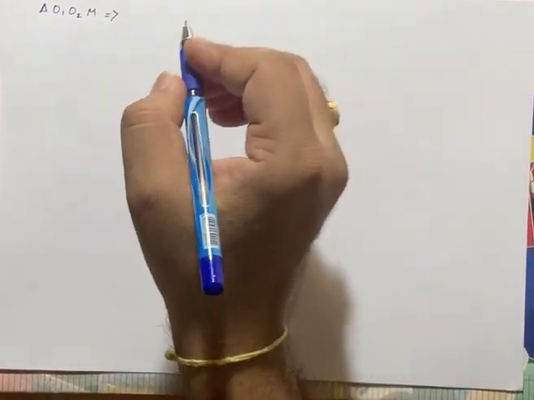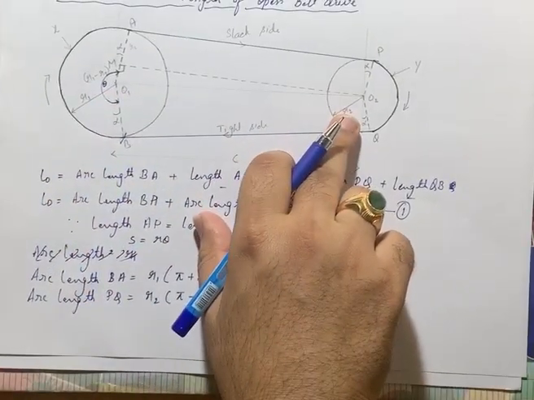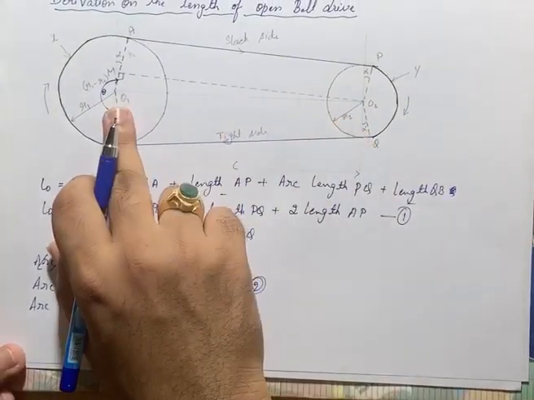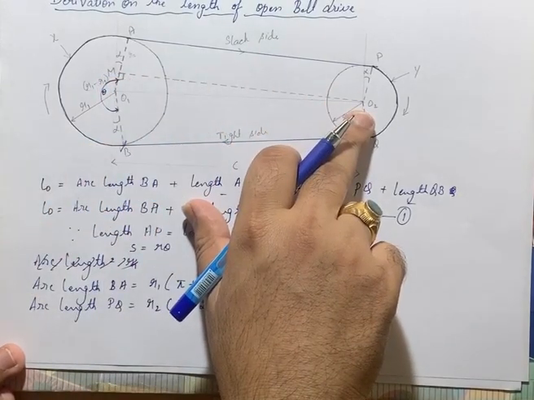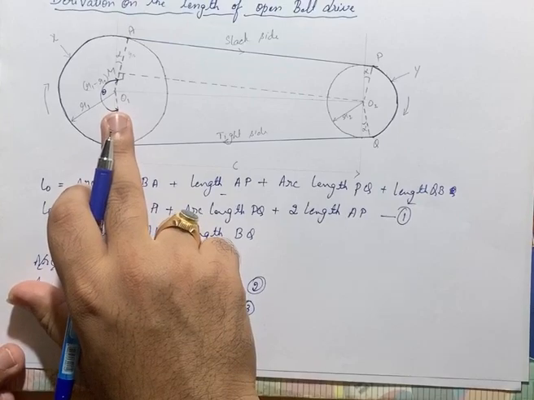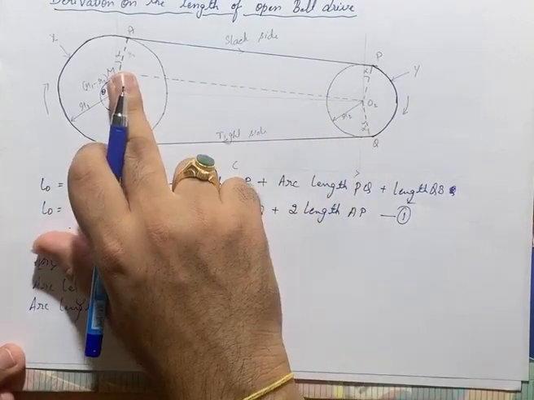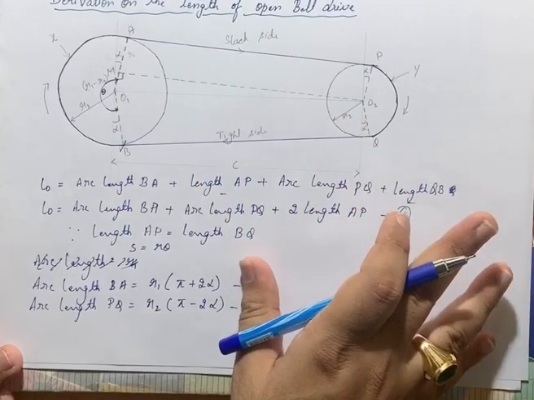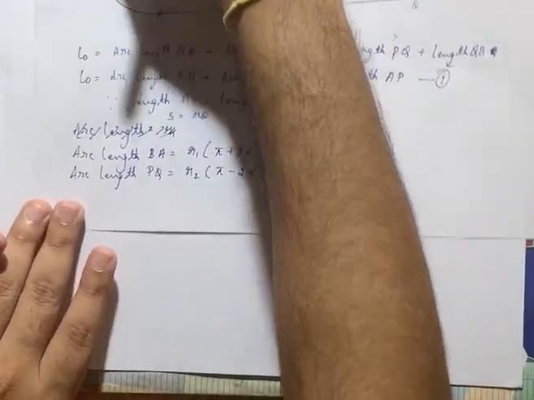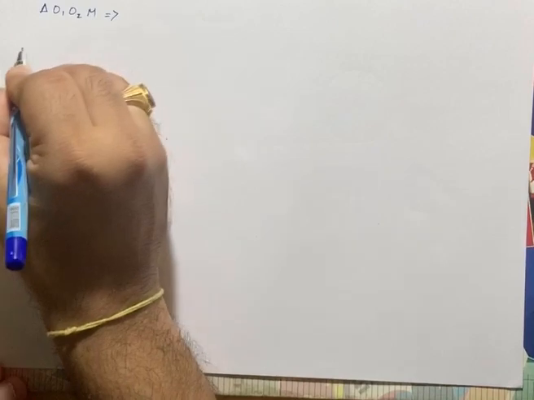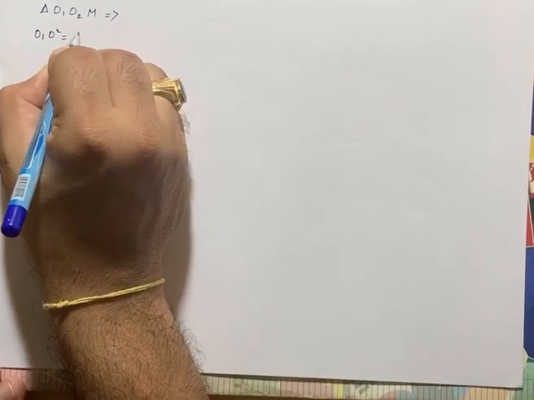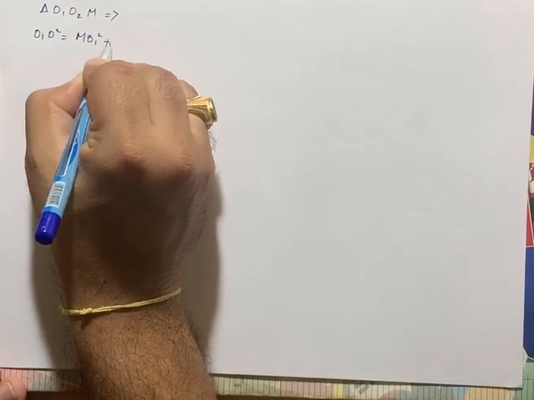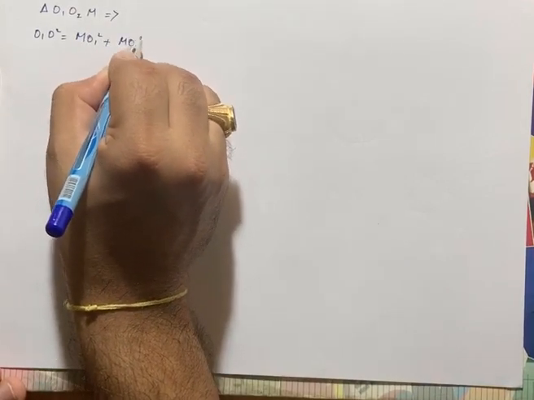In this triangle, O1 O2 becomes the hypotenuse side, and O1 M and M O2, these two are the adjacent sides. So hypotenuse square, that is O1 O2 square, is equal to O1 M square plus M O2 square. So I'll write this as O1 O2 square is equal to M O1 square plus M O2 square.